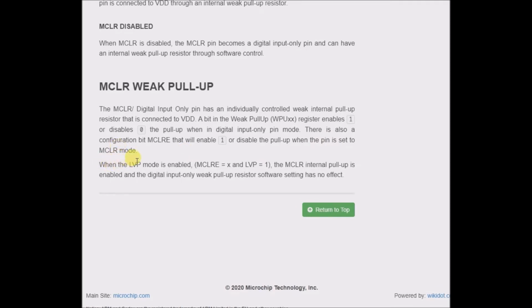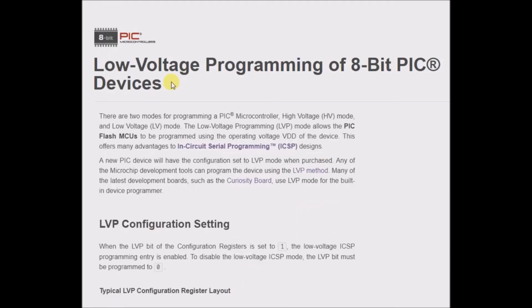When the LVP mode is enabled, MCLRE equals X and LVP equals 1, the MCLR internal pull-up is enabled and the digital input-only weak pull-up resistor software setting has no effect. Return to the top. So that has been the low voltage programming of 8-bit PIC devices.